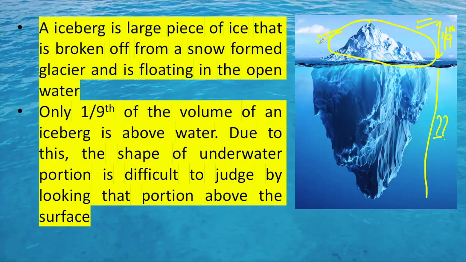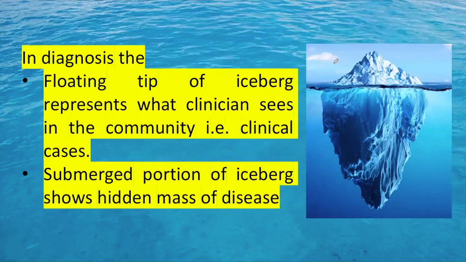Similarly, if we look at the iceberg phenomena in diagnosis, you can see only the image which is visible. That is when the large lesion has taken place, but the initial progressive asymptomatic lesion gets ignored. Clear? So how do we correlate it with the diagnosis? In diagnosis, this floating tip of the iceberg represents what the clinician sees in the community, that is, clinical cases. And the submerged portion of the iceberg shows the hidden mass of disease.